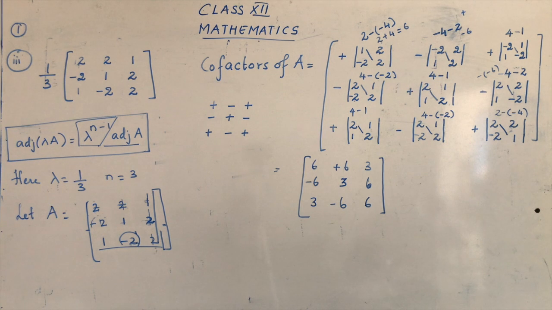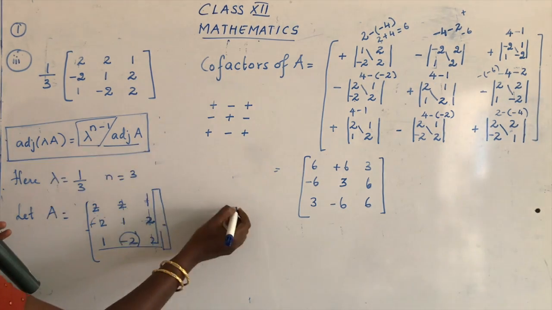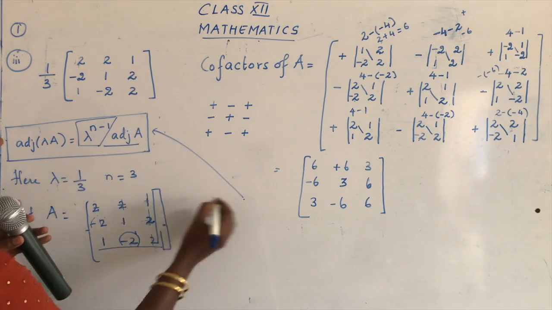Now what is our next step? We are going to find the adjoint. Already I have told you what adjoint is. Adjoint is nothing but you have to take the transpose of the cofactors. So now let's complete our sum. How are you going to write our sum? Now we are going to come to our formula format.